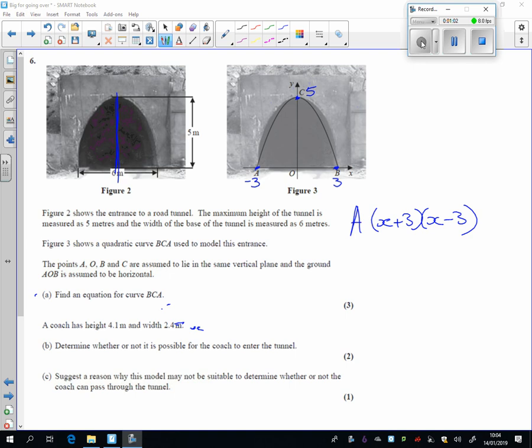And to find out what that number is, I'm going to figure out, well, when x equals 0, this thing needs to be 5. So when x equals 0 here, minus 9a equals 5, so a is minus 5 ninths. So my curve is going to be y equals minus 5 ninths, lots of x squared minus 9, or I can write that in lots of different ways. That's me multiplying that out, 5 ninths, x squared minus 9.